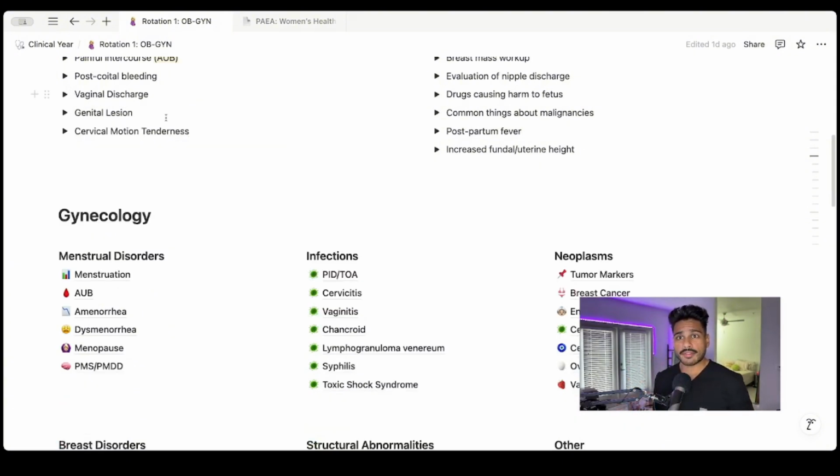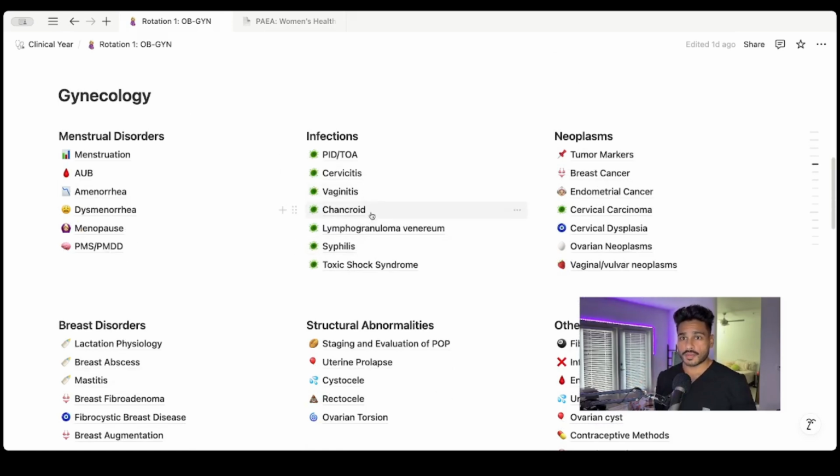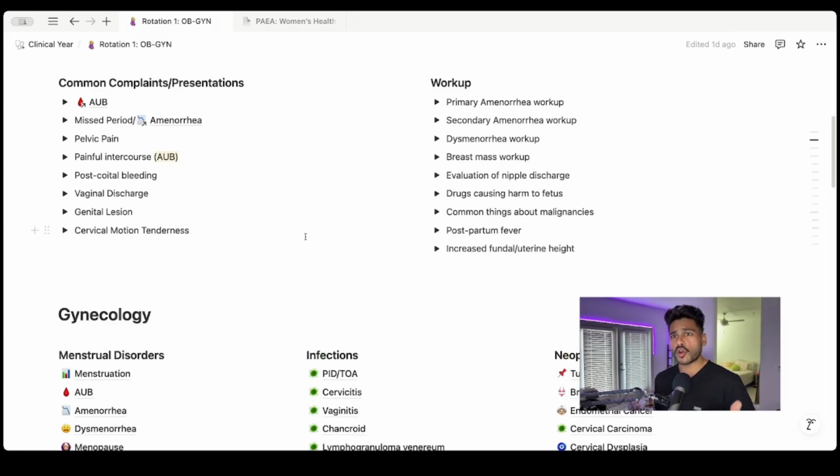And then I will have all the management in these pages further. So I don't have to go through every single thing every single time. I have to make initial decisions based on this differential diagnosis and then make my decision. Lastly, I have workup here.